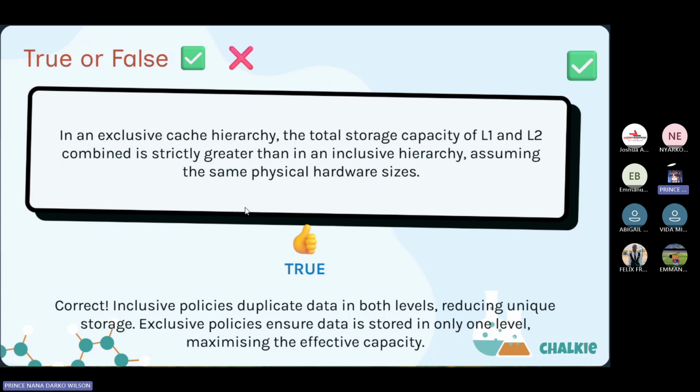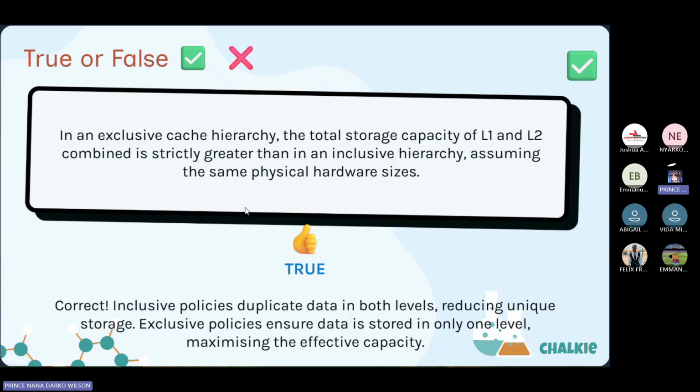So it's correct. Inclusive policies duplicate data in both levels, reducing unique storage. Exclusive policies, on the other hand, ensure data is stored in only one level, maximizing the effective capacity. Now, even though this complicates the eviction time, it still simplifies how the data is held. In level 1, we hold what is supposed to be in level 1. In level 2, we only hold what is supposed to be in level 2. However, when we do the inclusive, you can have a value stored in level 1, and that same value will be held in level 2, because it was initially held in level 2 and level 1 went to retrieve that data. Therefore, there are duplicates, there are copies.